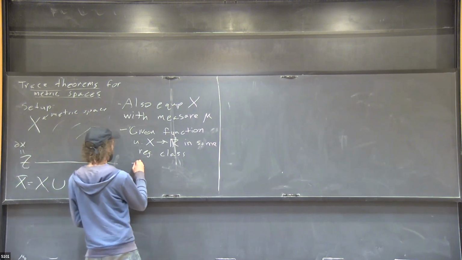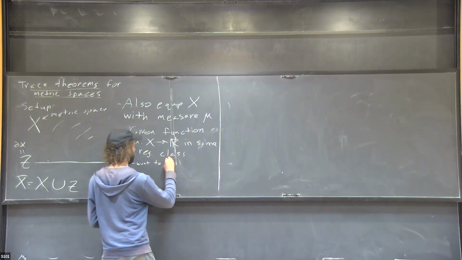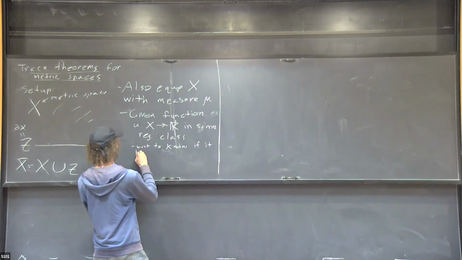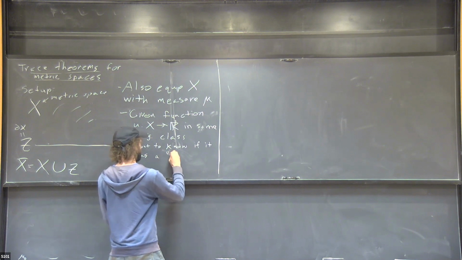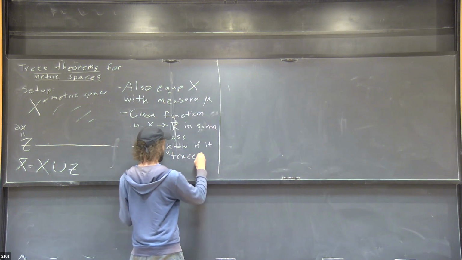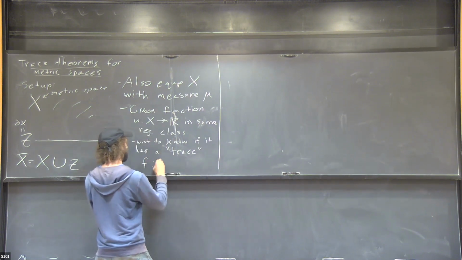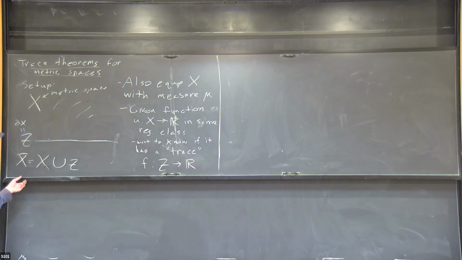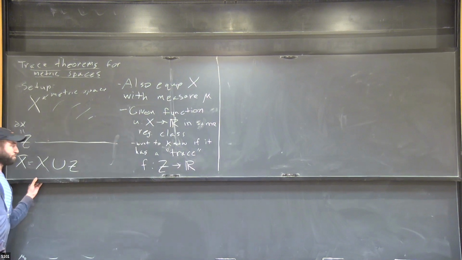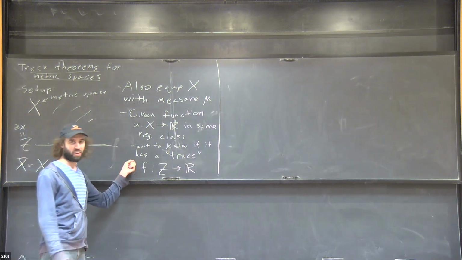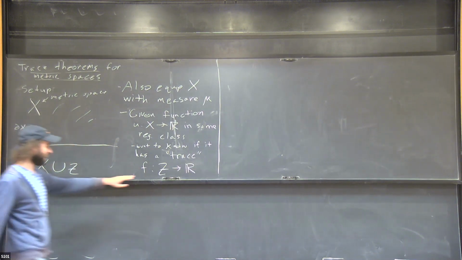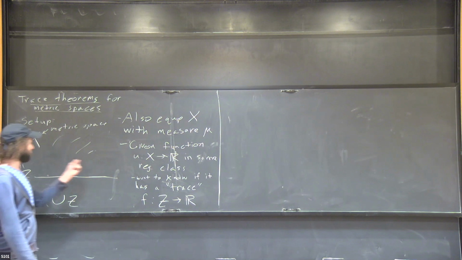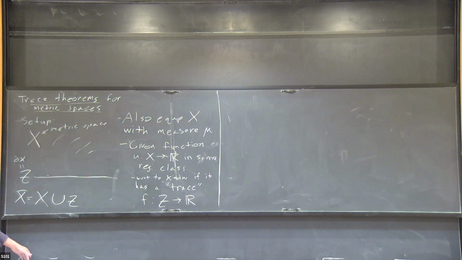And you want to know if there is a trace. You could say trace, you could say boundary values. We're going to say trace today. So something that's canonically defined based on u, and preferably it should belong to some other regularity class. This is going to take the form of some bounded linear operator from some function space to some other function space.